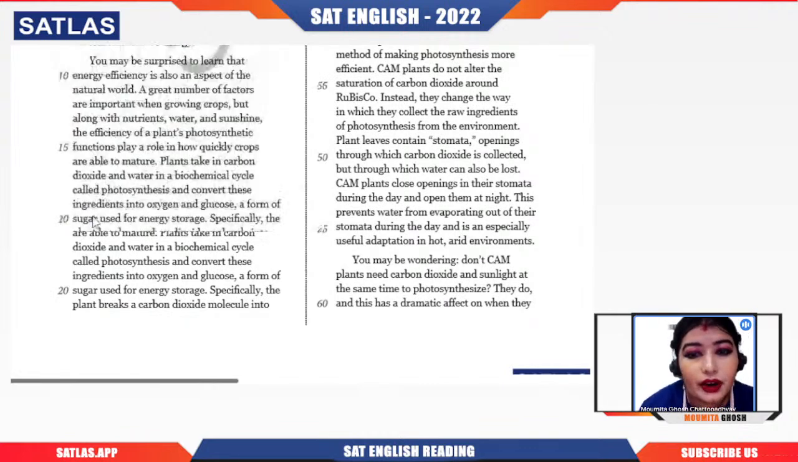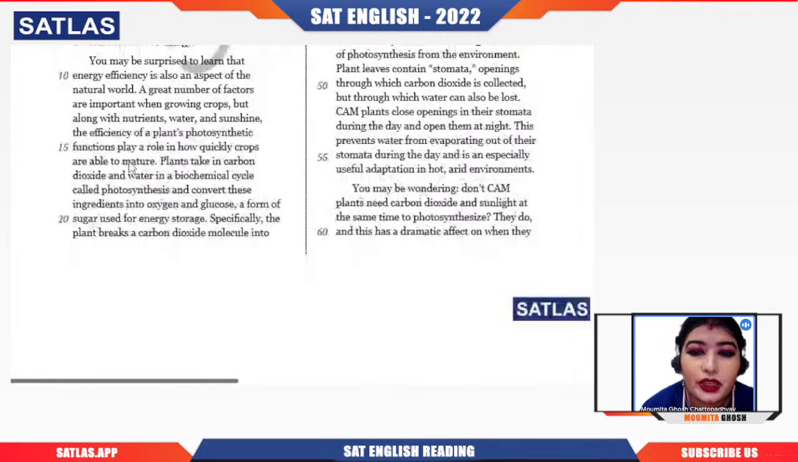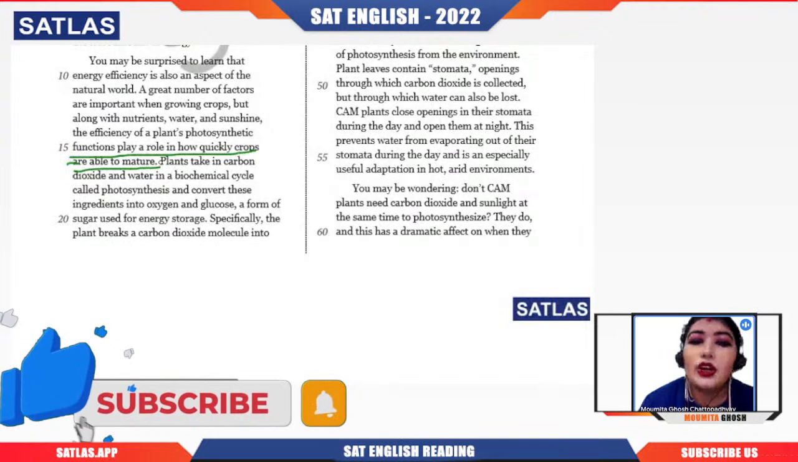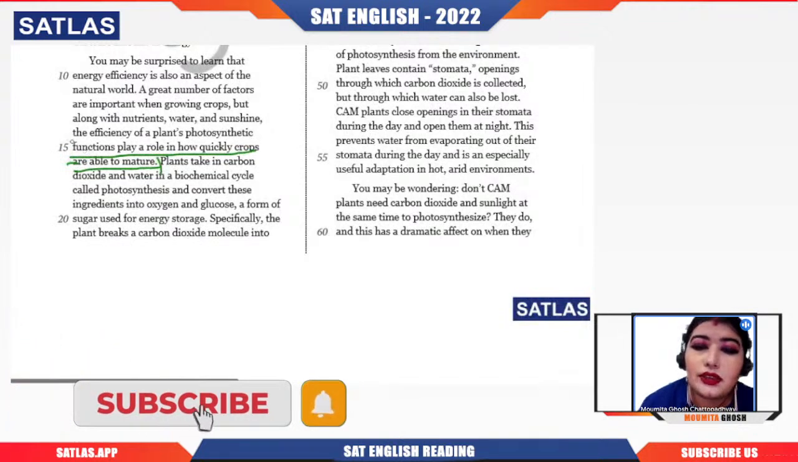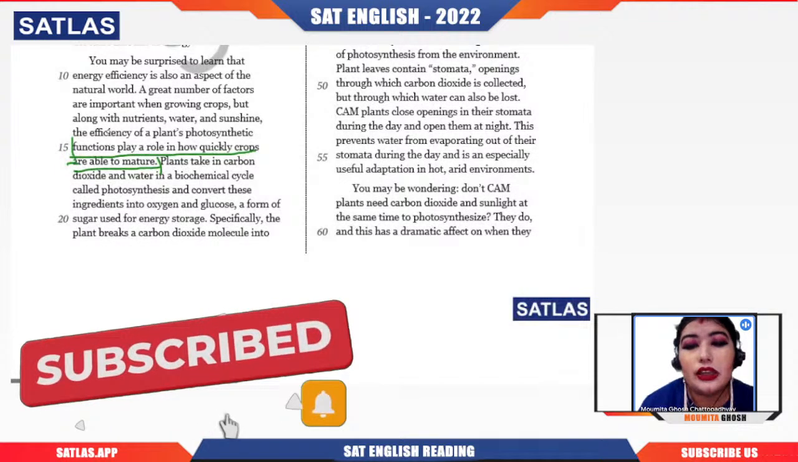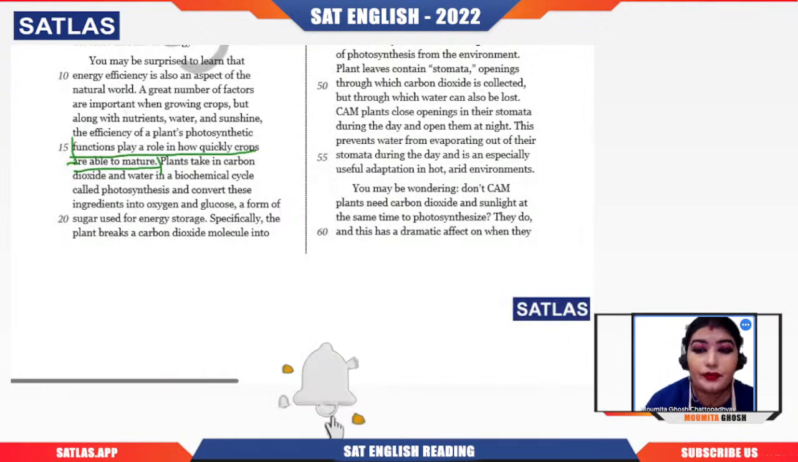Functions play a role in how quickly crops are able to mature. Okay, so just look here. The author has said that... play a role in how quickly crops are able to mature. That means in this line, the author tries to say that there is a type of conventional or artificial photosynthesis, with the help of the enzyme rubisco, which makes a steady process.